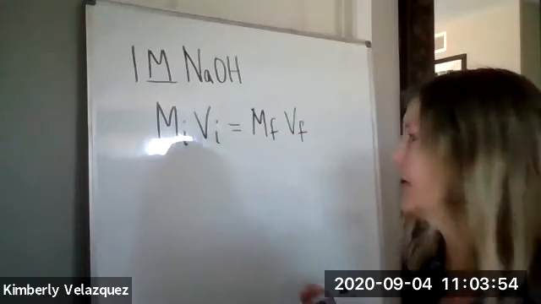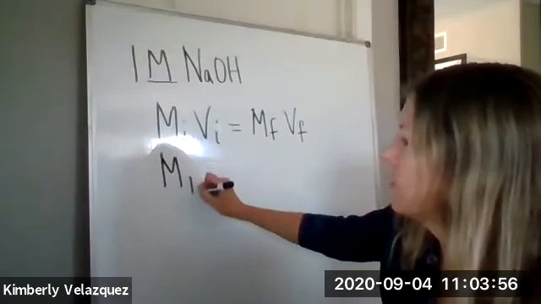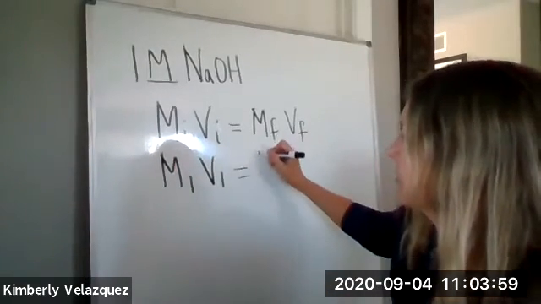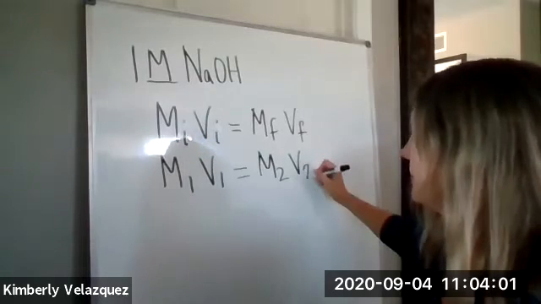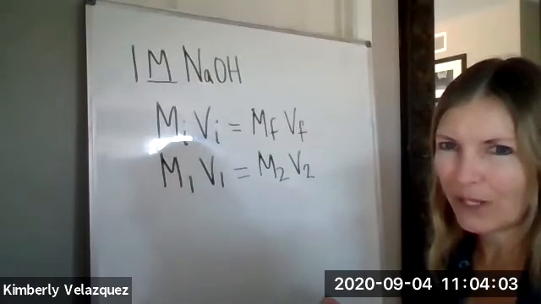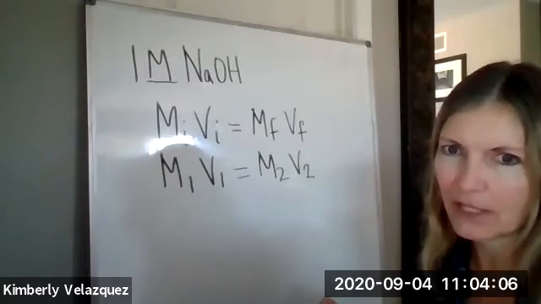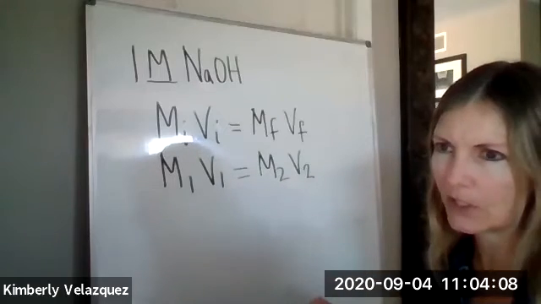I actually like thinking of it as molarity 1, volume 1 equals molarity 2, volume 2. And either way it works. I just don't like thinking what is my initial and what is my final. I just like comparing the two as a ratio.